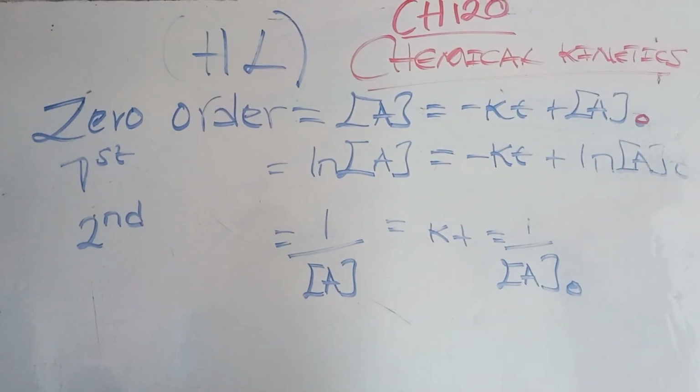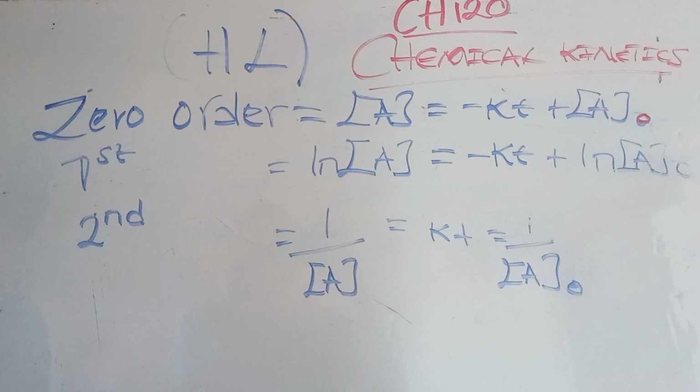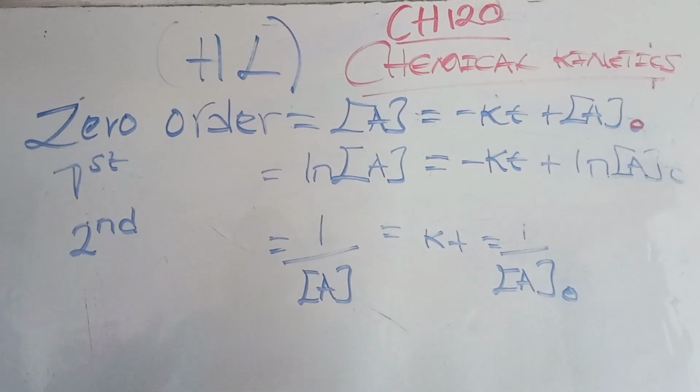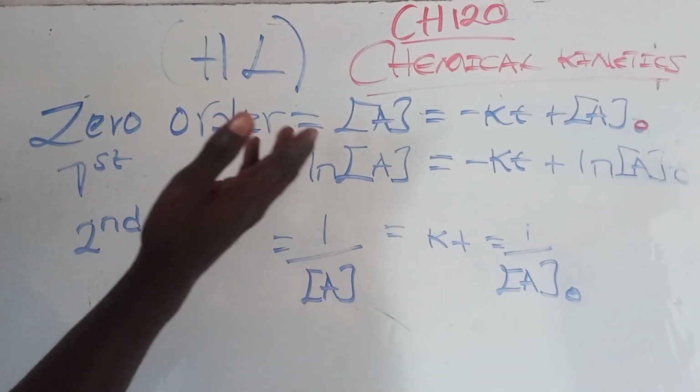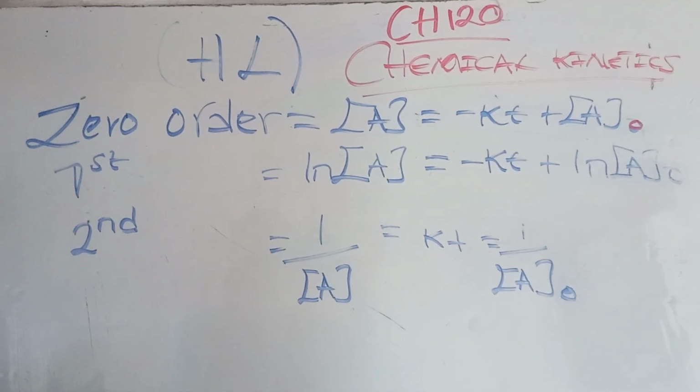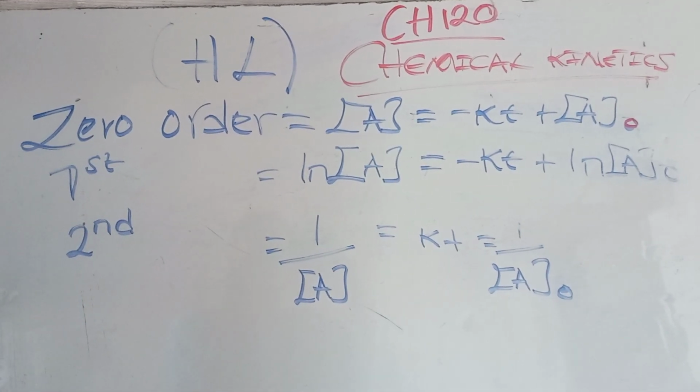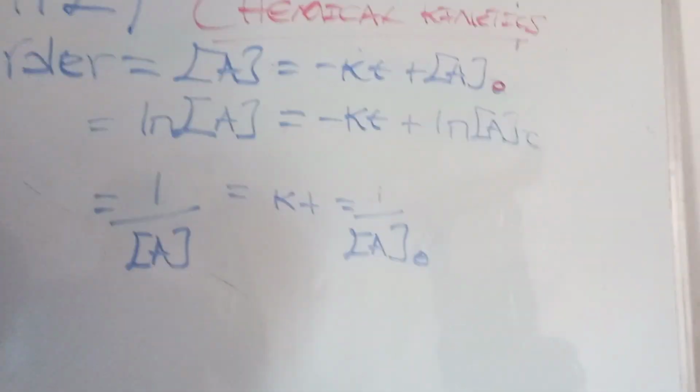So how are you going to derive the formula of zero order of the reaction? I'm going to derive the formula of half-life of zero order of reaction with the equation that we have on the table there. So how are we going to do it? Let's go, shall we?